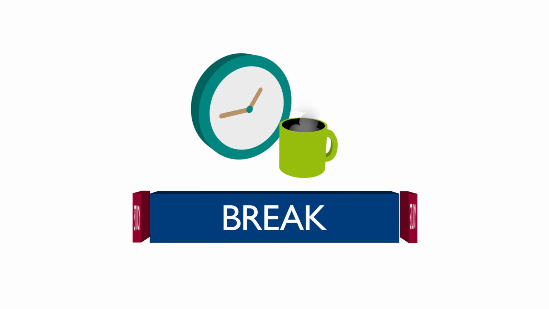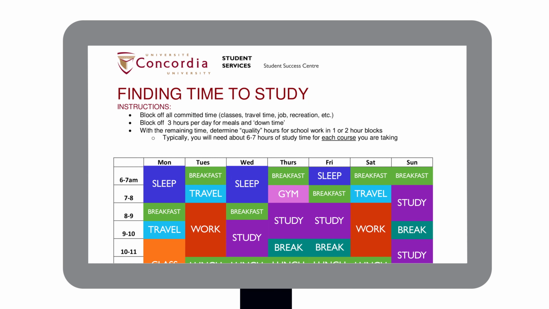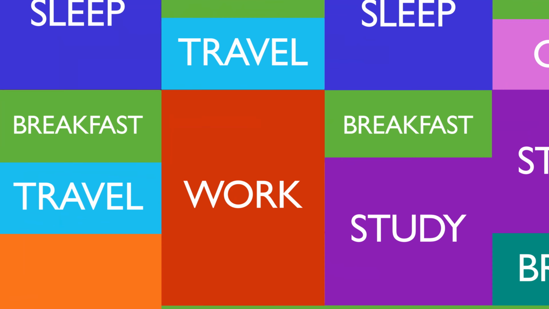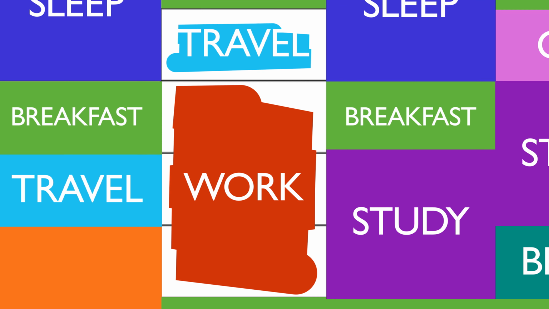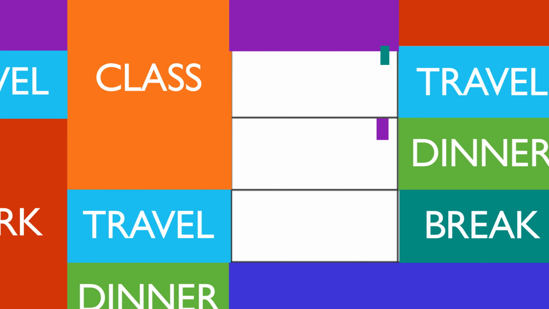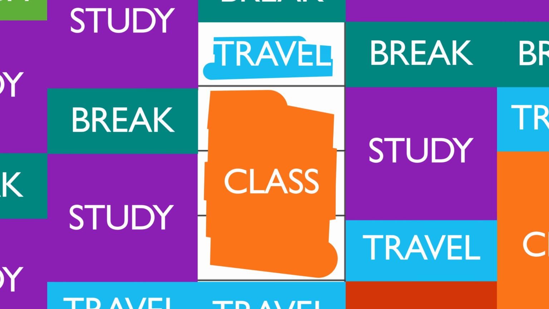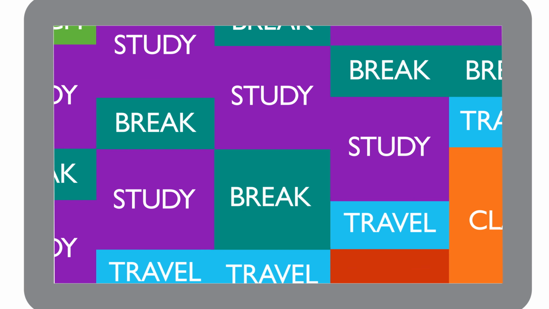But be realistic. Don't forget to add break times in between those 2-hour study blocks, as well as before and after class time. If your grid seems overloaded by too many commitments, you may need to think about cutting some by reducing work hours or dialing back your social commitments until the end of the term. You might even consider dropping a class. It all depends on your individual situation.